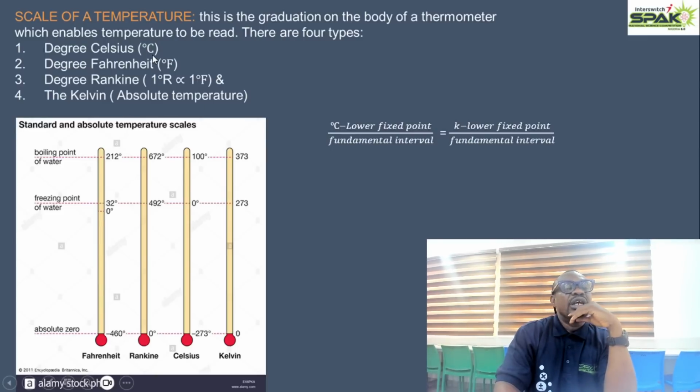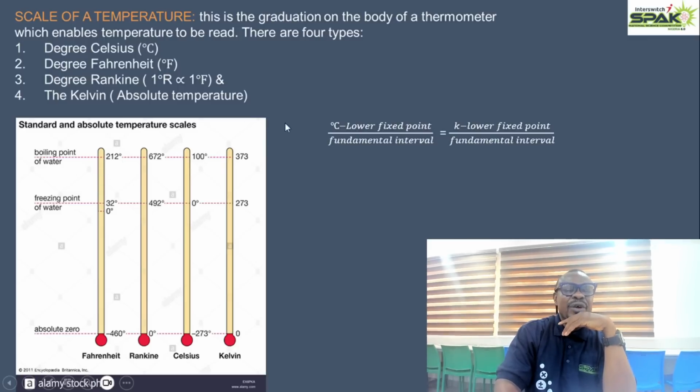As I said, we have different scales of temperature: the degree Celsius, the degree Fahrenheit, the degree Rankine, and the Kelvin absolute scale. They all have their upper and lower fixed points. That of degree Celsius is 100 degrees Celsius. That of Fahrenheit, the upper is 212 and the lower is 32, and they all have that, including Rankine and so on. But you can be asked to convert one temperature scale to another.